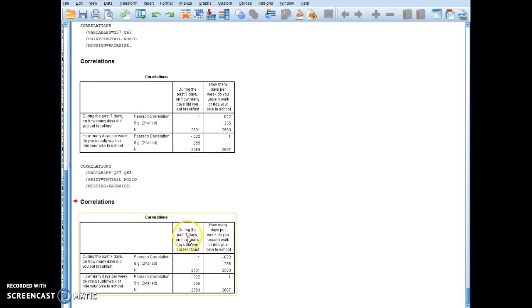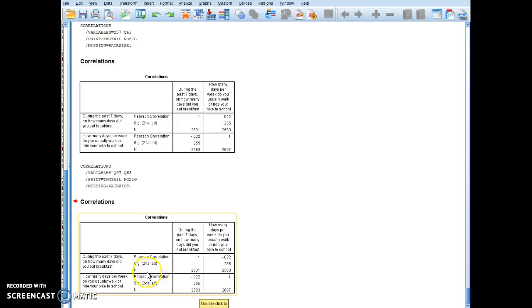So this table shows the number of students that answered during the past 7 days how many days they ate breakfast. It's 2,631 students, and the number of students that usually walk or ride to school is 2,607. But the students who answered both the questions are 2,583 students.